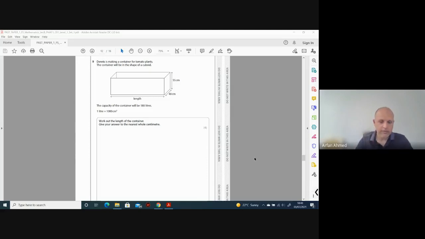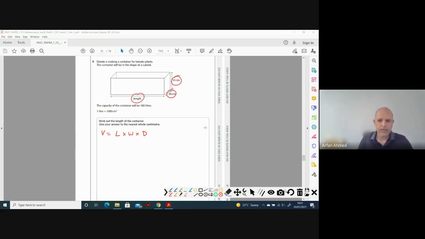This is obviously to do with volume, because it's talking about liters, it's talking about capacity. What do we know about volume? Well, there's only one formula you need to know about volume. Volume is length times width times depth, or height, whichever, as long as you get the 3 dimensions, multiplying all together. That's your formula right there, and that's what we're going to use for this. Definitely you need to know that.